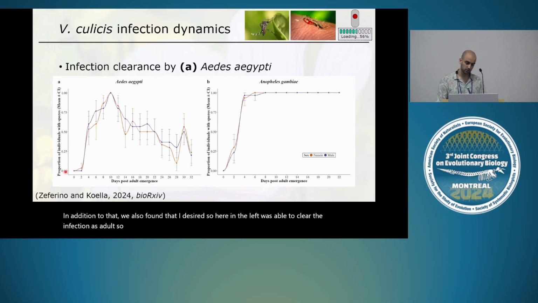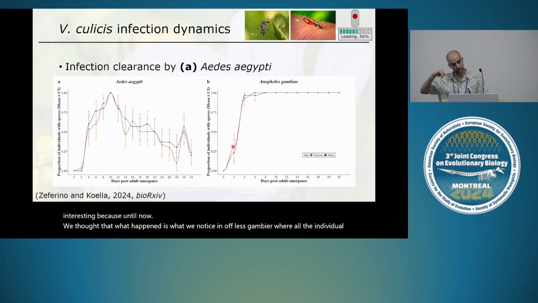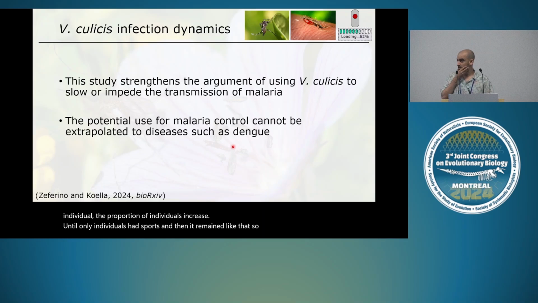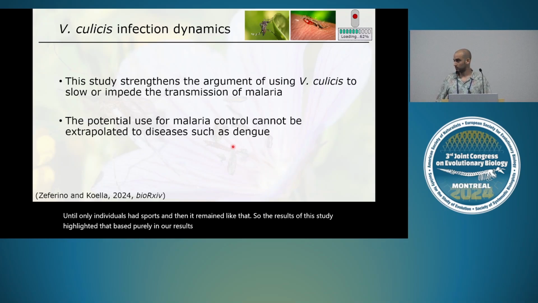So when looking at the proportion of individuals that had spores, or that had enough spores for us to detect them, we can see that this proportion increases until day 10, where all the individuals had spores, and then decreases with time. And that was also interesting because until now, we thought that what happened is what we noticed in Anopheles gambiae, where the proportion of individuals increased until all the individuals had spores, and then it remained like that.